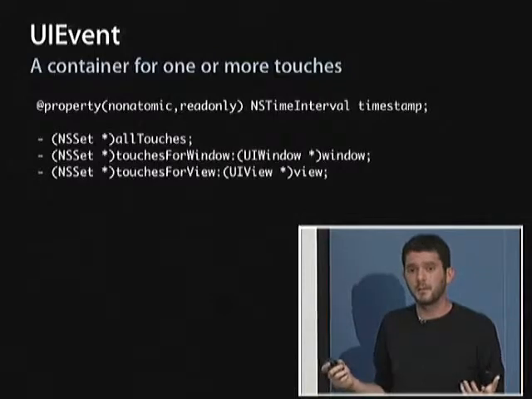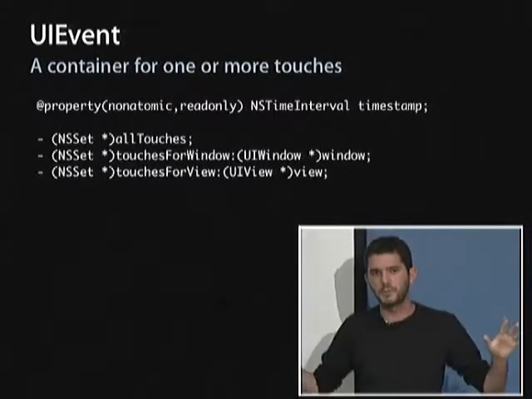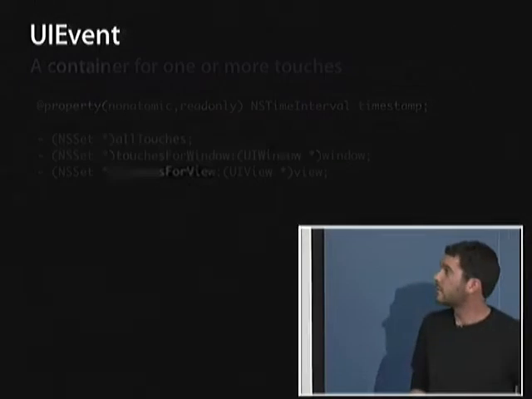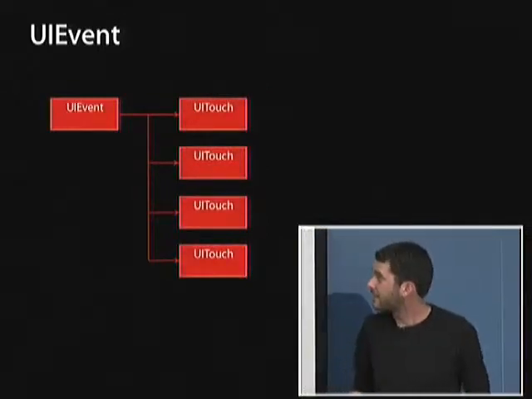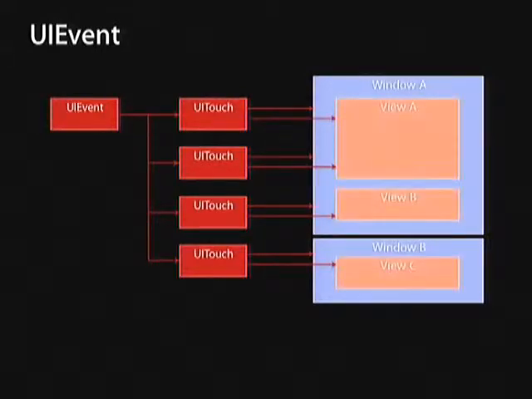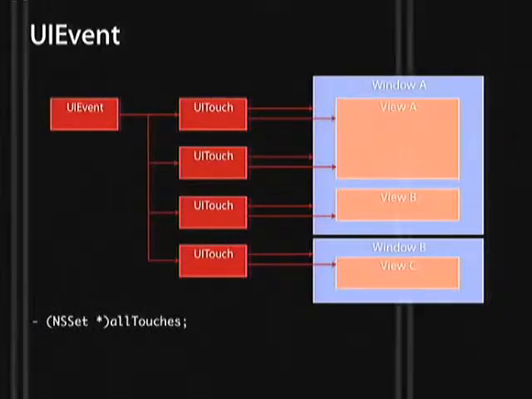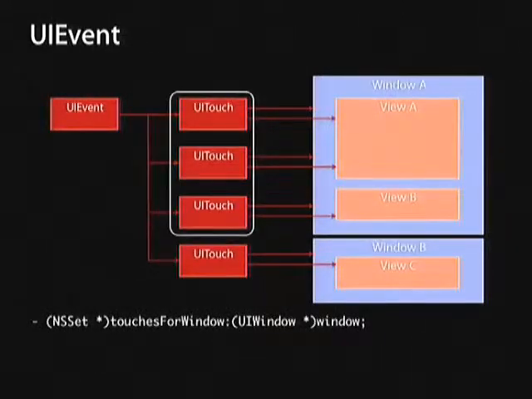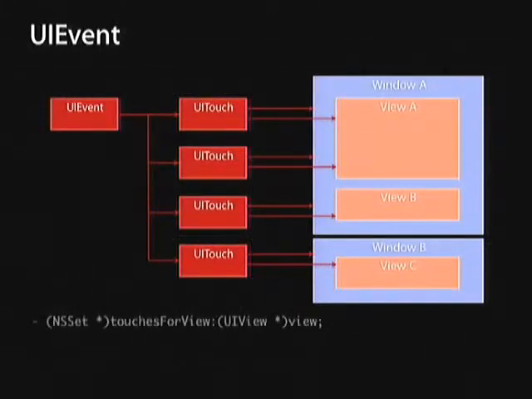From there, you can ask the event for all the touches, and that'll give you all the touches that are currently active anywhere on the screen, regardless of what view or window they're in. You can ask it for the touches for a particular window and the touches for a particular view. So basically you end up with a UI event, and it will have multiple touches, and each touch will have a window that it's in, and each one will also have a view that it's in. If you ask the UI event for all touches, it's going to return the set of all the touches. If you ask it for the touches in a particular window, let's say window A, it'll return the set of touches that are currently in window A, and the same for window B. Touches for view will return all the touches in view A if we ask for view A, and the same for B and C.